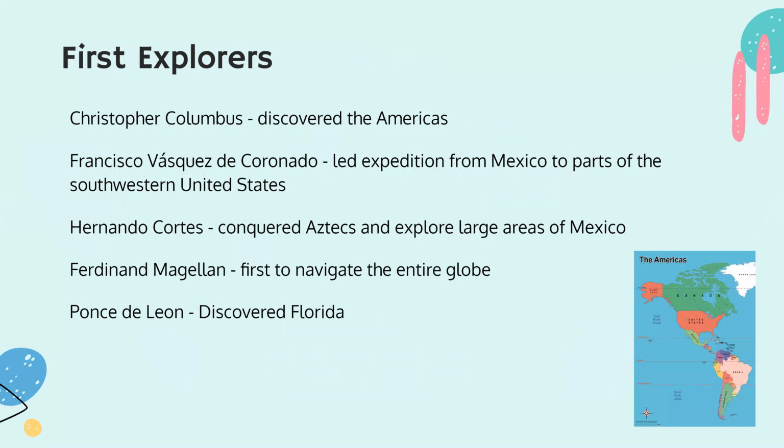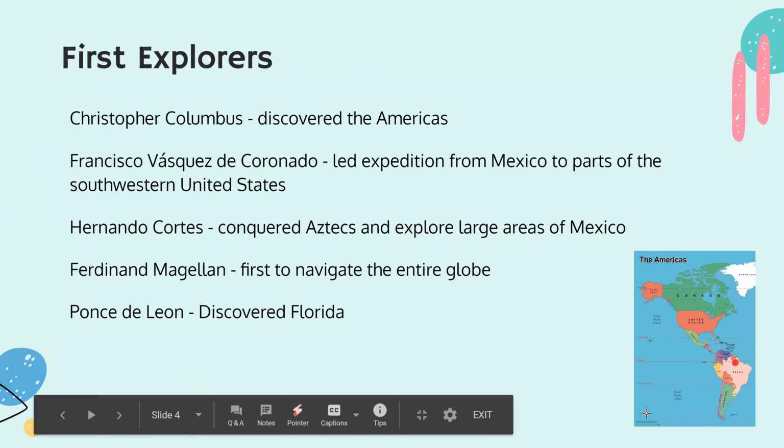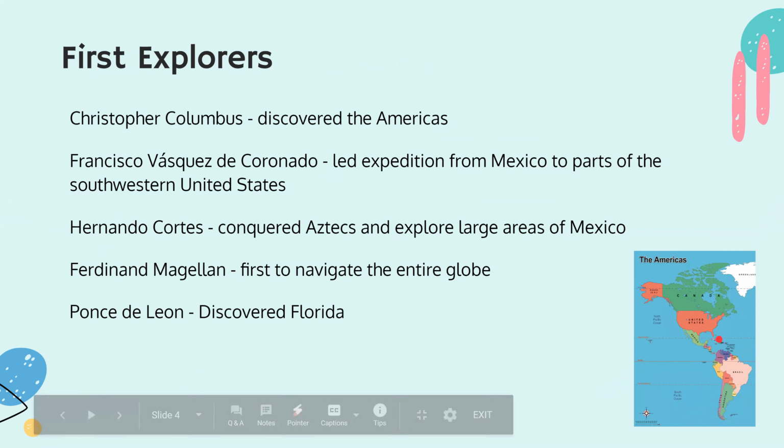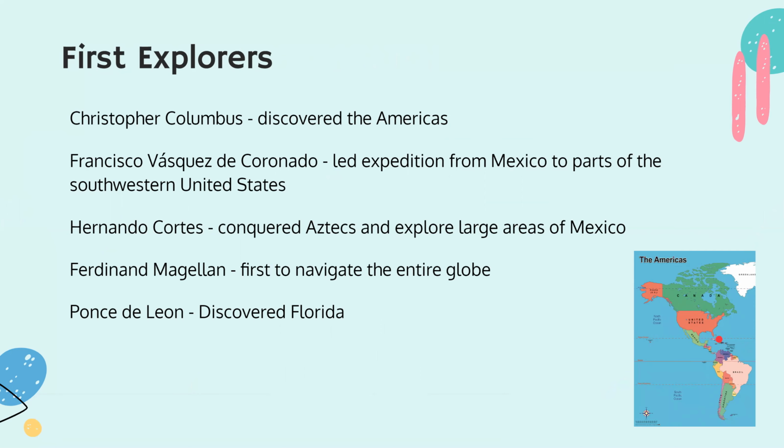Okay, so let's go over the first few explorers. The first one is Christopher Columbus. He discovered the Americas, and if you look at the red pointer right here, he landed right here. He didn't actually land in the United States, as some people might believe. He actually landed in the Bahamas area.